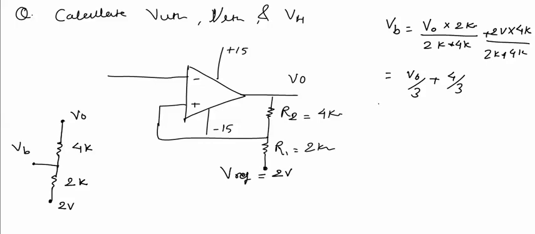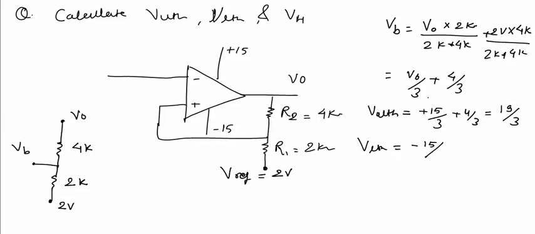Now VUTH is the voltage when V naught equal to plus 15, or plus V sat. So VUTH will be plus 15 by 3 plus 4 by 3. It will be equal to 19 by 3. VLTH will be equal to minus 15, because V naught will be minus V sat, by 3 plus 4 by 3, which will be equal to minus 11 by 3 volts.